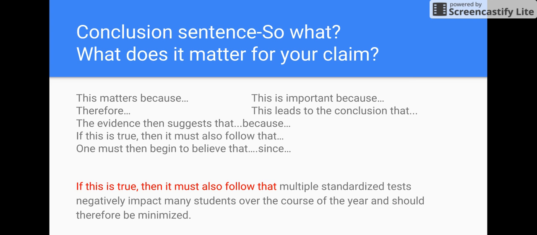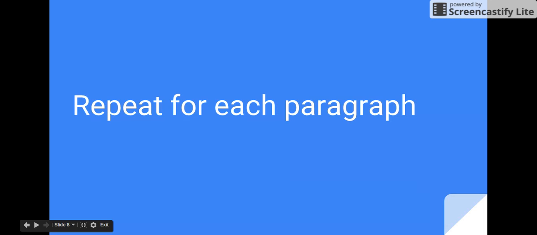Here, let's read my example. You can use all those sentence starters if you want. Well, I mean, you just use one per paragraph, but those are ones you can use. If this is true, then it must also follow that multiple standardized tests negatively impact many students over the course of the year and should therefore be minimized. You see how I have my issue again? And I brought that back to my claim. Should therefore be minimized. So you need to repeat that for each paragraph.